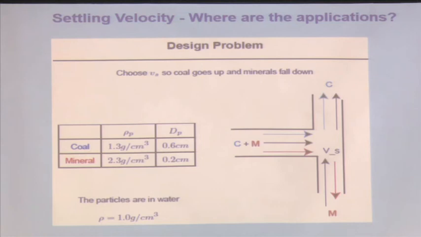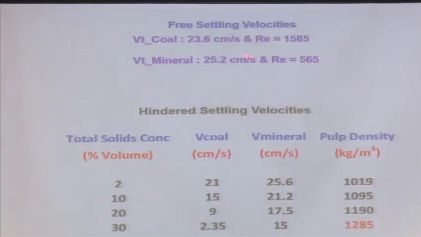Now, if I calculate the free settling velocities, the coal particle settling velocity is 23.6 centimeter per second using that iterative model, and the Reynolds number is giving 1585. Reynolds number is not important here, but just for your curiosity I am giving it. And the mineral particle velocity is 25.2 centimeter per second. So, that means first thing I say is that it is possible to separate them.